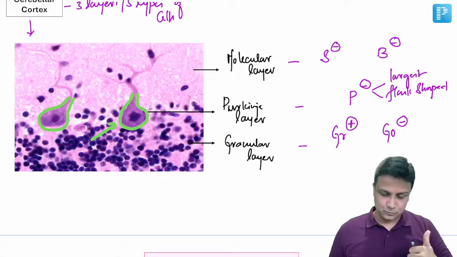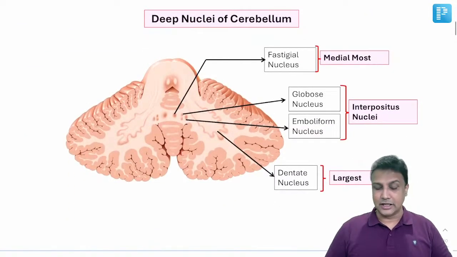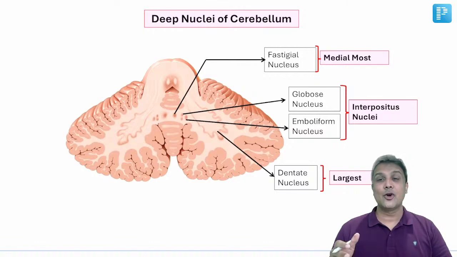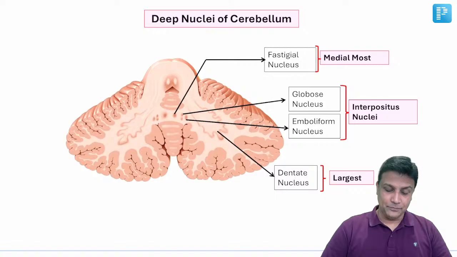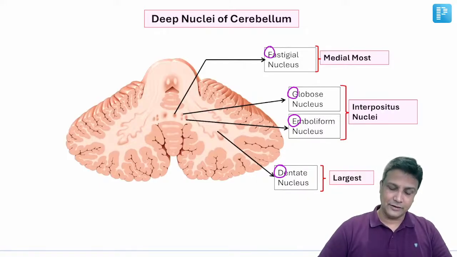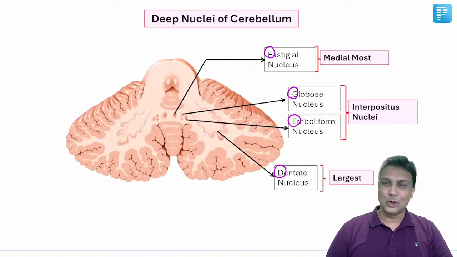Fine. Perfectly done. Now welcome to the deep nuclei of the cerebellum. There are totally 4 deep nuclei in the cerebellum, and how to remember them? Doctors ate good food. They're actually arranged in the same order. Doctors, D actually stands for dentate nucleus, and then E stands for emboliform nucleus. Good food. G stands for globose nucleus, and then food, F stands for fastigial nucleus. So doctors ate good food.